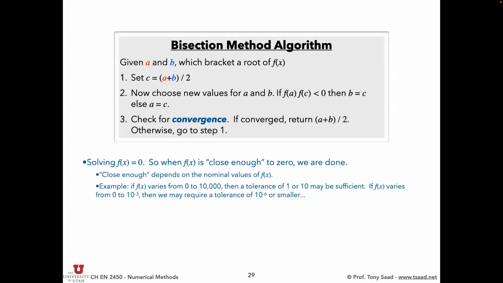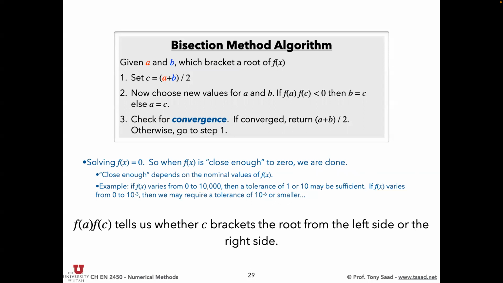Here I have a little comment: solving f of x equals 0. When f of x is close enough to 0, we are done. Close enough depends, again, on the nominal values of f of x. For example, if f of x varies from 0 to 10,000, then a tolerance of 10 may be sufficient. You don't need to get to a tolerance of 0.0001, although you might get to it quite quickly.